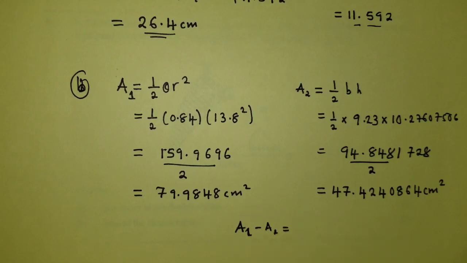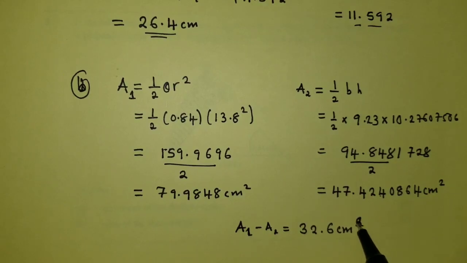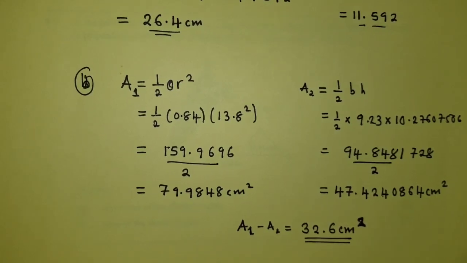So our final answer will simply be area 1 minus area 2. So what are we getting? Area 1 minus area 2. Area 1 is 79.9848 minus area 2, which is 47.424. This is simply giving us 32.6 centimeter squared.